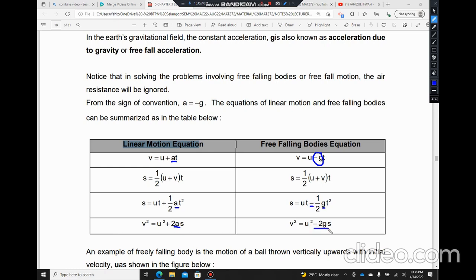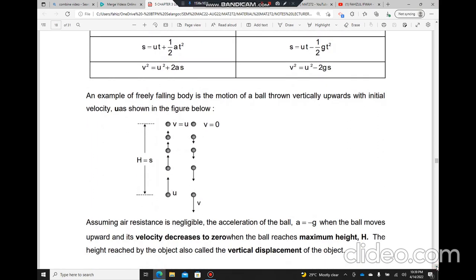So maknanya awak just hafal satu set formula pun dah cukup. Maknanya awak hafal satu set formula, and then untuk free falling bodies equation, tempat a tu tukar pada negatif g. Okay, so problem ni sama, maknanya kita nak solve problem. Okay, kita gunakan this 4 formula. Okay, an example of freely falling body is the motion of a ball thrown vertically upwards with initial velocity u as shown in the figure below.